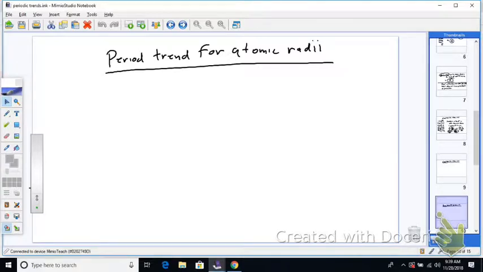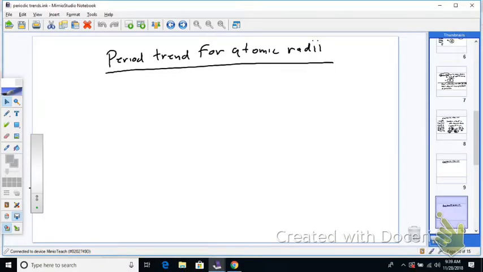Anytime you have something solid, where every place you go to the right it is getting smaller. So the trend, if you want to add this to your notes, is to decrease in size as you go from left to right on the periodic table, or from group 1 to group 18. Not including the Ds. We're not looking at the Ds. So the atomic radii decreases.